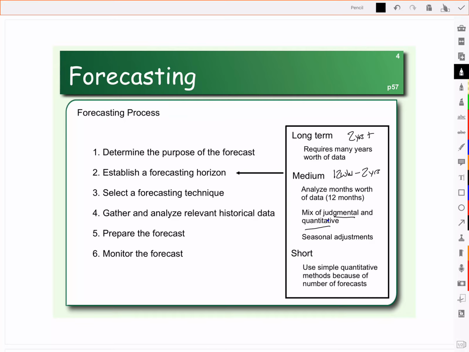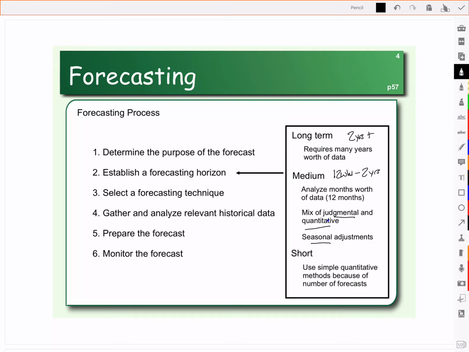When you have medium-term forecasting horizons, you're probably also dealing with seasonality. So these are changes that are within a year due to seasonal variations. Maybe you make ice cream and there's more demand for your product in the summer than the winter. And so you have to take that seasonality into consideration as well. We'll talk more about seasonality in a later video.